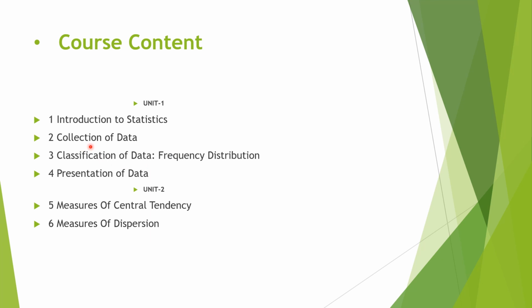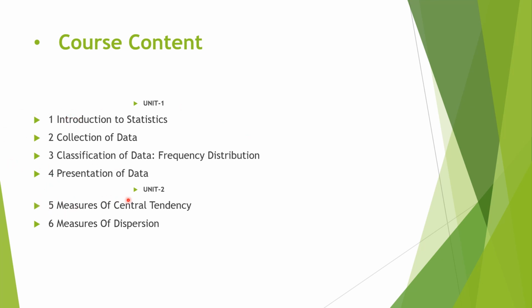Next chapter is collection of data. In this chapter we will study what are the different methods of collecting data. Next, third chapter is classification of data. In this chapter we will study what are the different methods to classify data. Next is presentation of data. Under presentation of data we will see what are the different methods to present the already classified data. So all these 4 chapters are under unit 1.